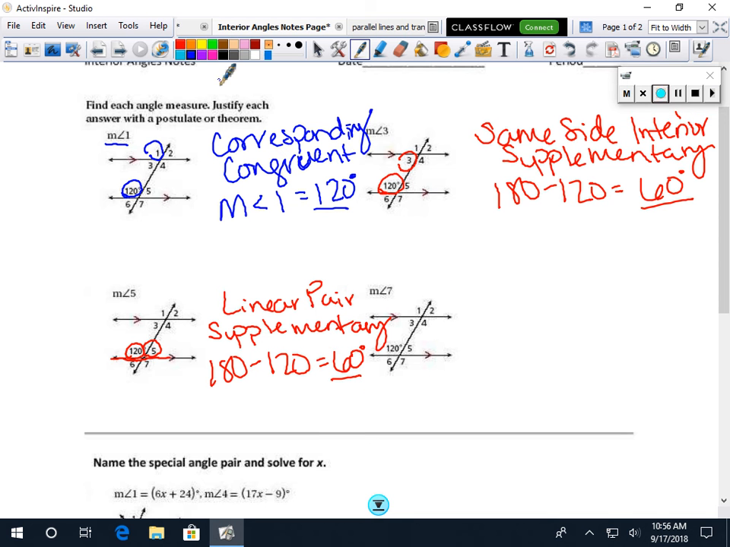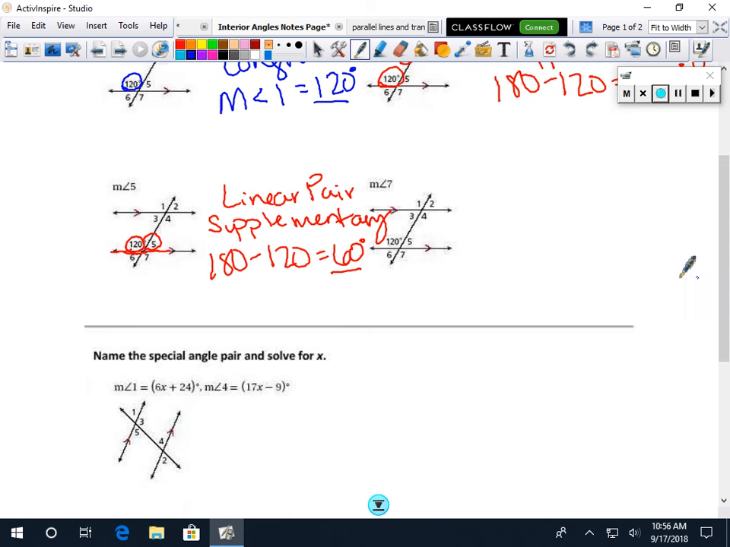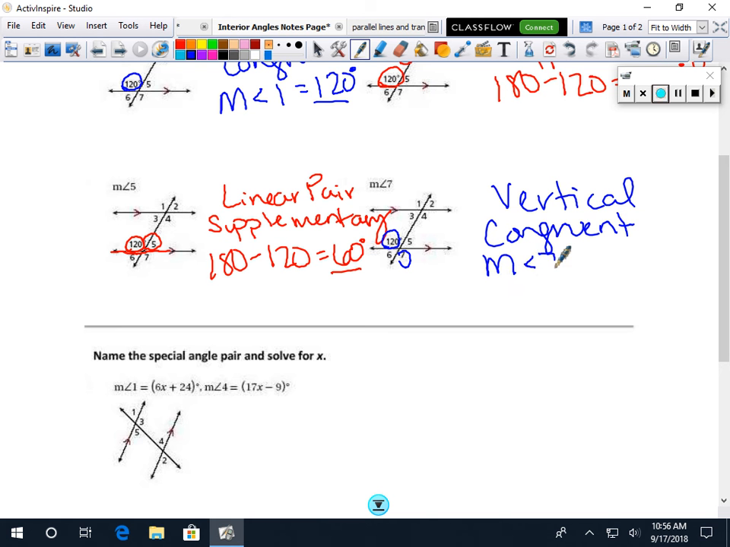Alright, looking at the last example in this little section here, I have 120 degrees and I am looking for the measure of angle 7. These angles are across from each other, which makes them vertical. And I know that vertical angles are congruent. So therefore, if one angle is 120, the measure of angle 7 would also be 120.